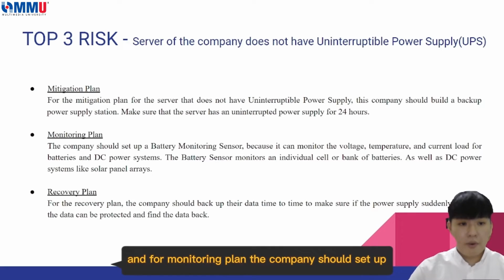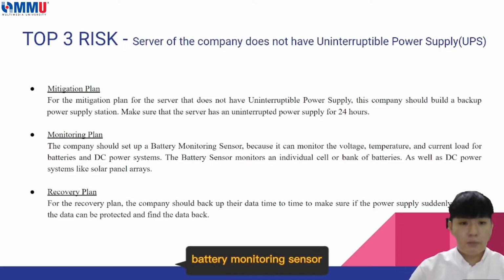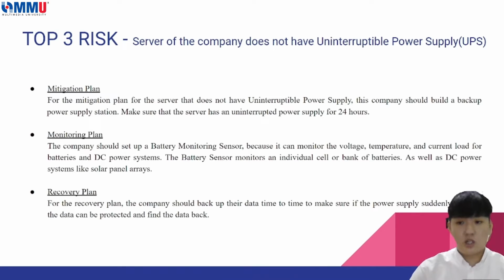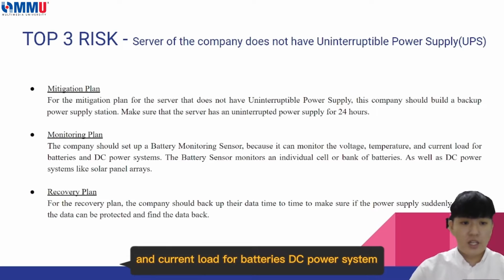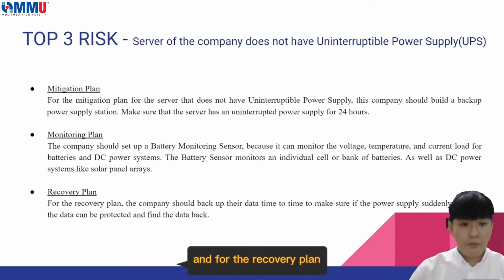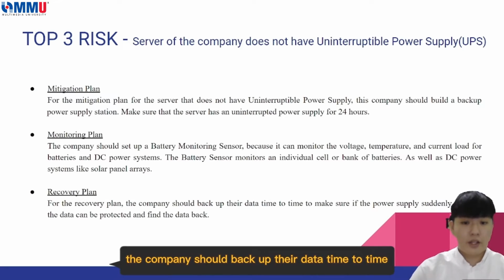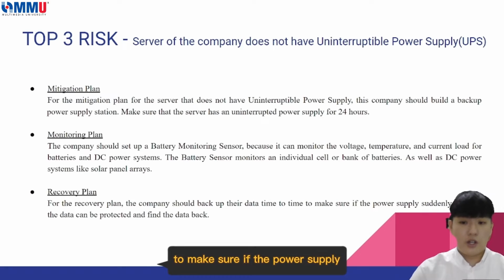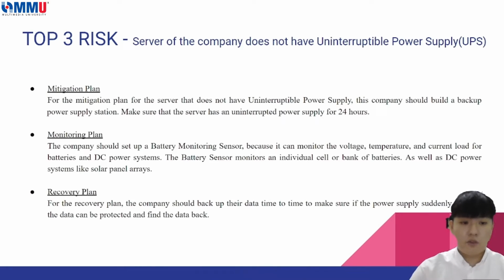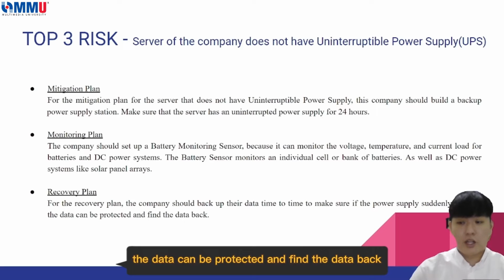And for the monitoring plan, the company should set up a battery monitoring sensor because it can monitor the voltage, temperature, and current route for the battery and DC power system. And for the recovery plan, the company should back up their data from time to time, to make sure that if the power supply is suddenly cut off, the data can be protected and recovered.